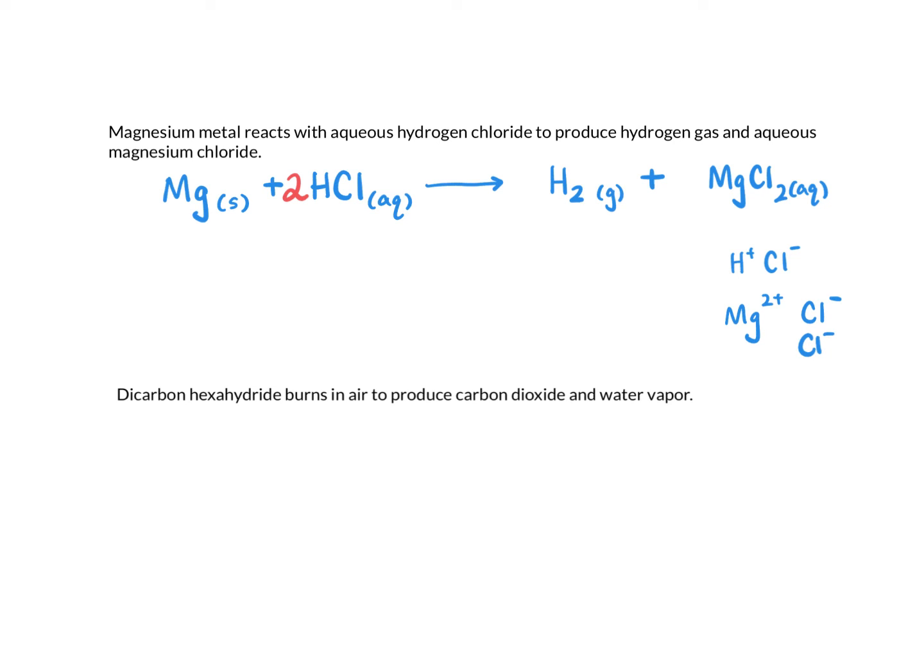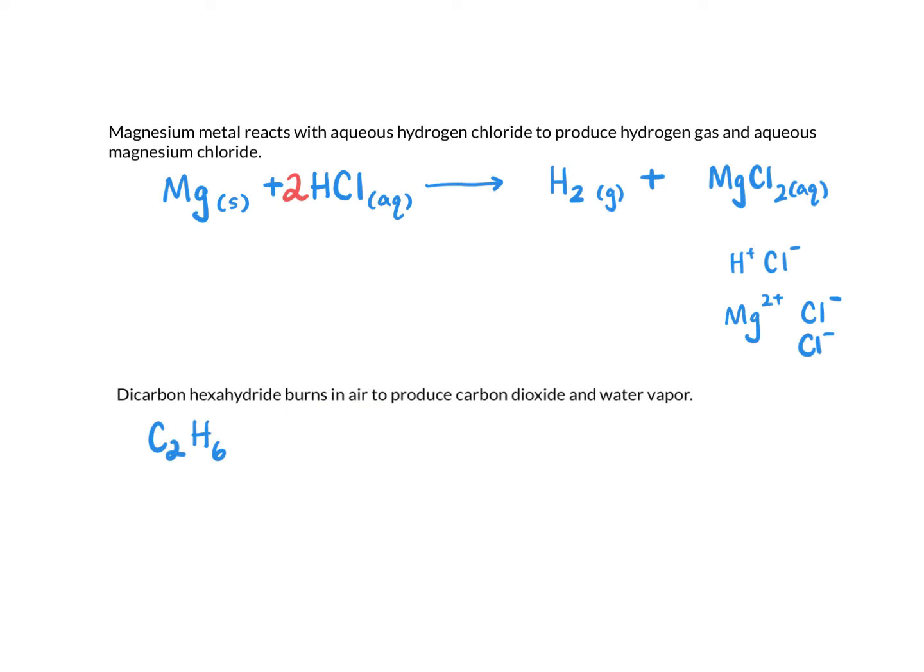In this one, it says dicarbon hexahydride. That's my first compound. Well, I've got prefixes. That must be a covalent compound. I'm going to use the prefixes to write the formula. Di means 2, so C2. Hexa means 6, hydride is hydrogen, so C2H6.